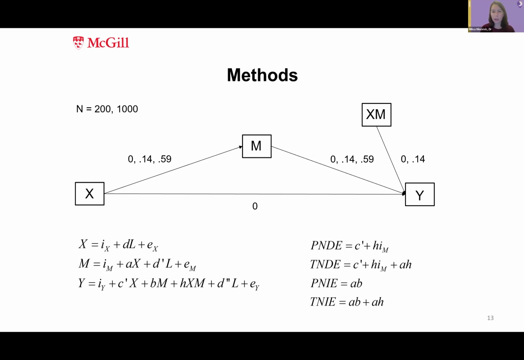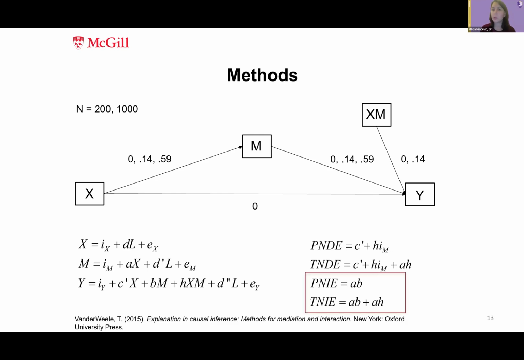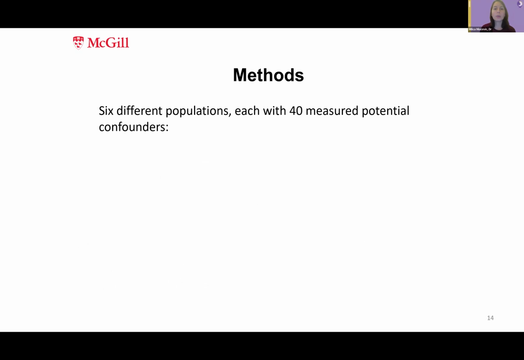The effects that we were looking at were the pure natural direct effect, total natural direct effect, pure natural indirect effect, and total natural indirect effect. But for the sake of time, I'll focus only on the results of the two indirect effects. There were 6 different populations. In each scenario, there were 40 measured potential confounders. However, the pattern of effects of these variables on X, M, and Y were different between the 6 populations.